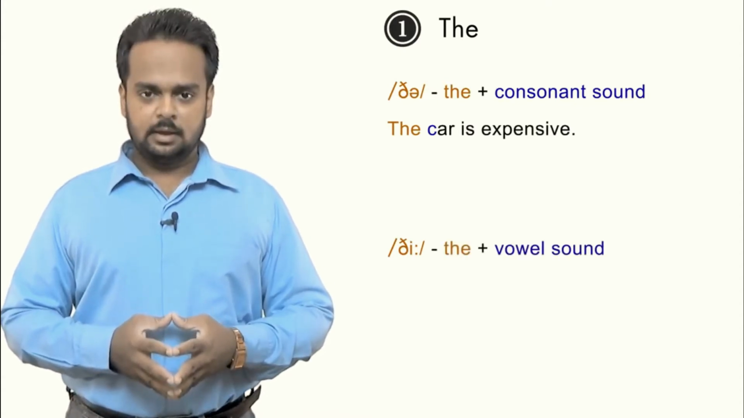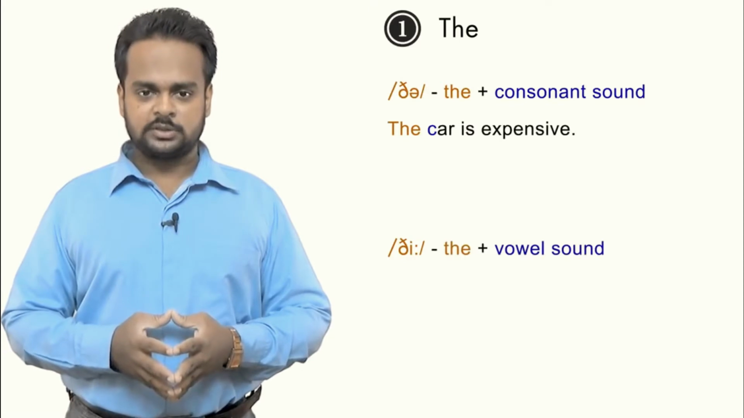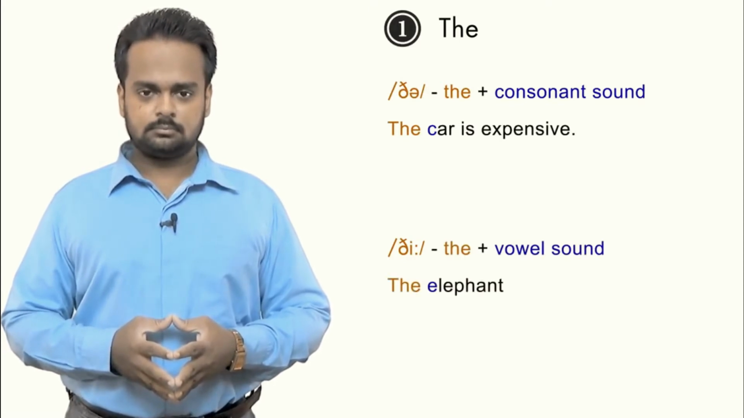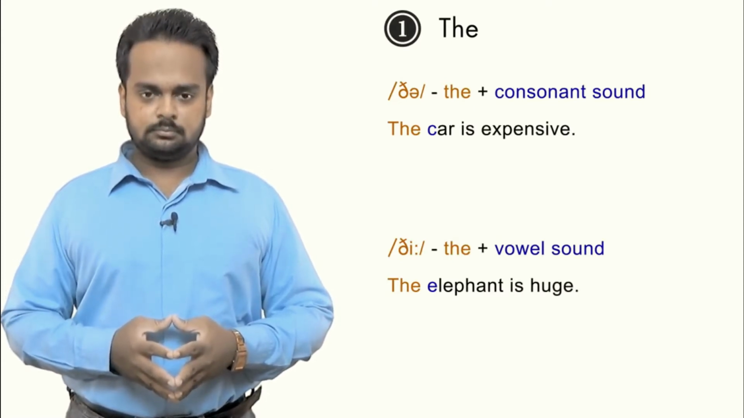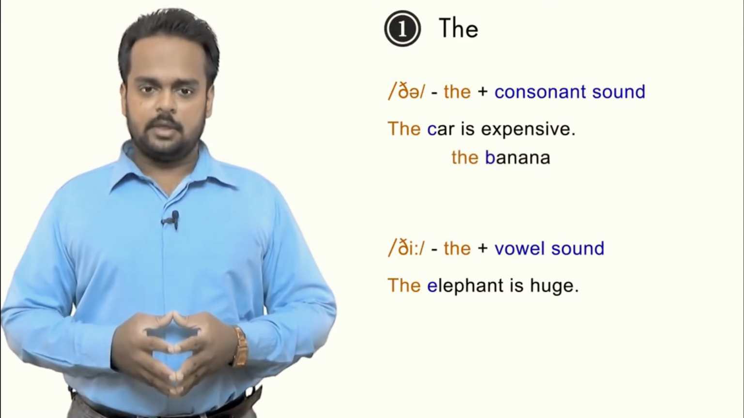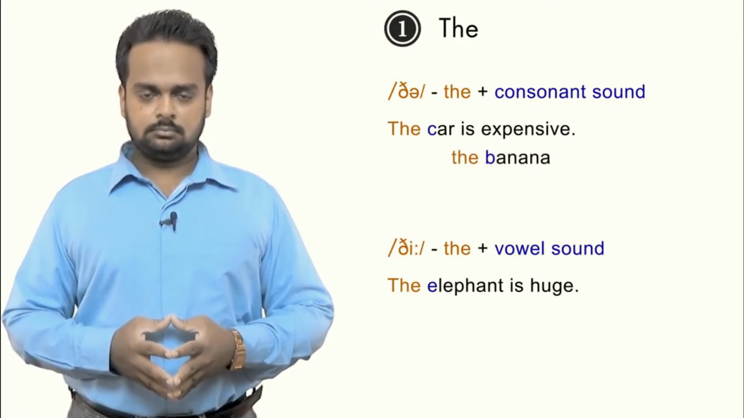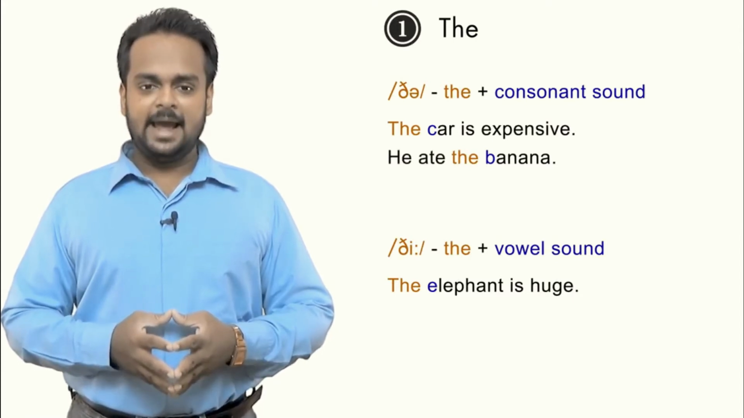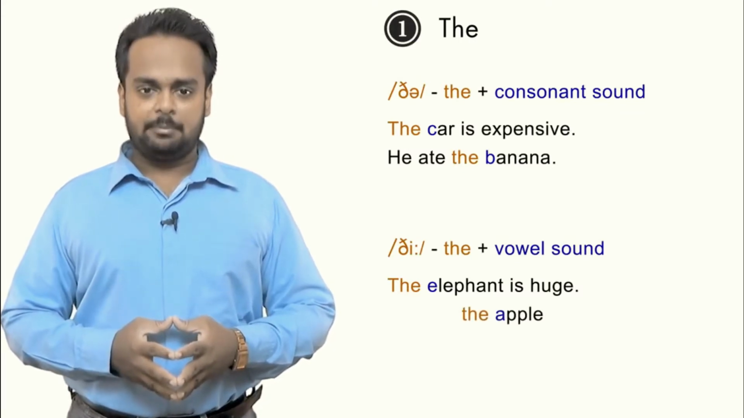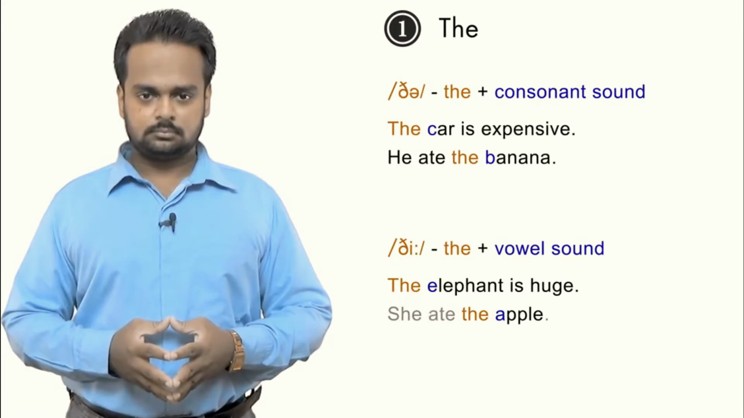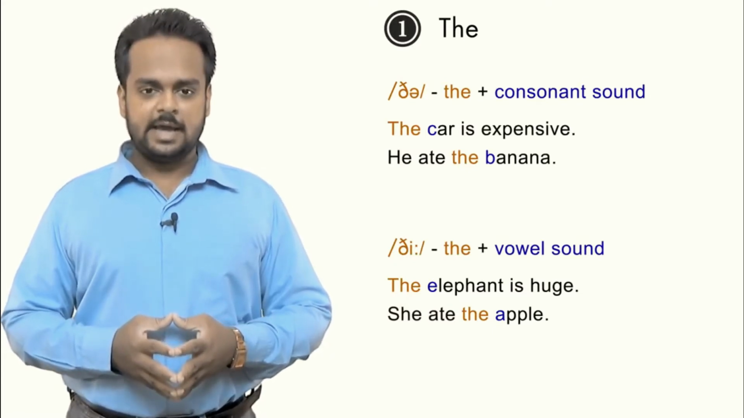We say "thee" if the following sound is a vowel sound. The elephant. The elephant is huge. The banana. He ate the banana. The apple. She ate the apple.